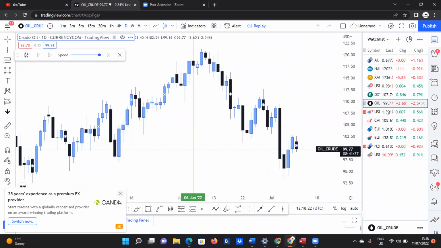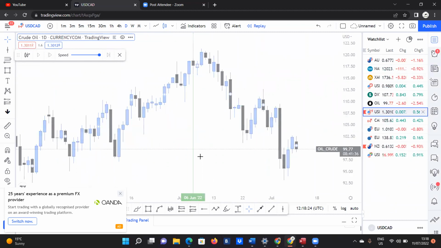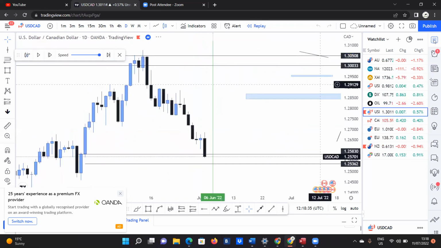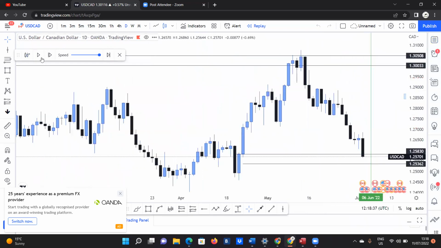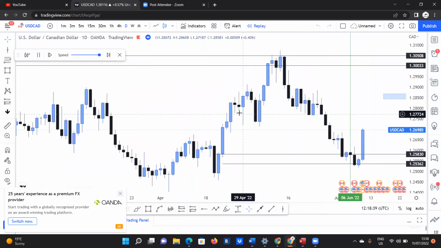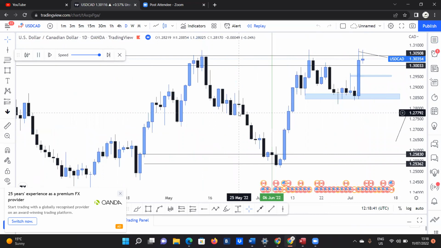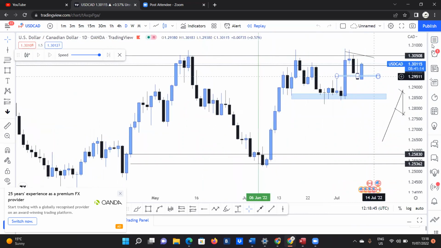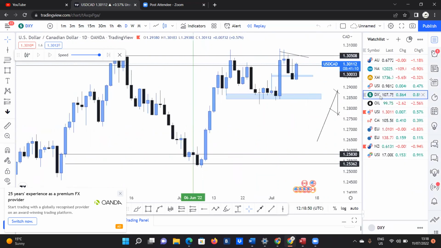Now let's look at USD CAD, from the 6th. Let's do our chart replay. Let's play it. The opposite happened, you see. Actually, on this side the opposite happened to what happened to oil. So let's look at DXY and confirm.